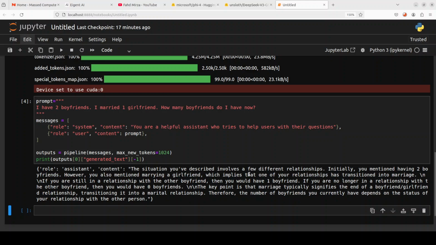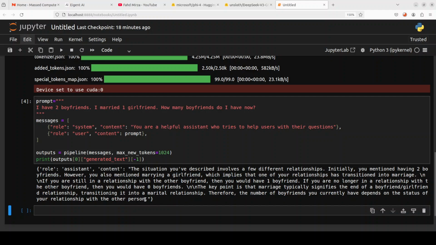It says the situation you have described involves a few different relationships. Initially, you mentioned having 2 boyfriends. However, you also mentioned marrying a girlfriend, which implies that one of your relationships has transitioned into marriage. If you're still in a relationship with the other boyfriend, then you would have 1 boyfriend. If you're no longer in a relationship with the other boyfriend, then you would have 0 boyfriends. The key point is that marriage typically signifies the end of a boyfriend-girlfriend relationship. That is correct, transitioning it into a marital relationship. Therefore, the number of boyfriends you currently have depends on the status of your relationship with the other person.